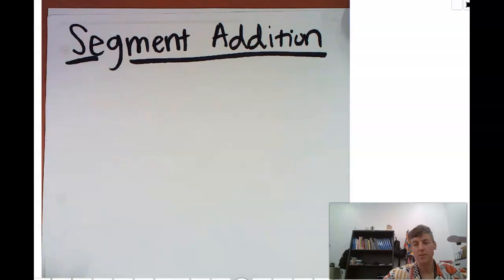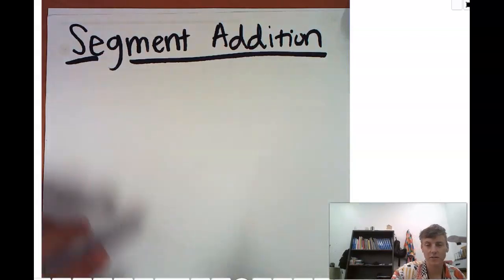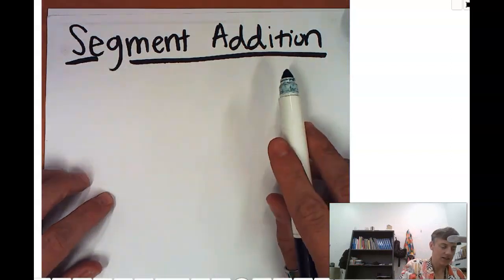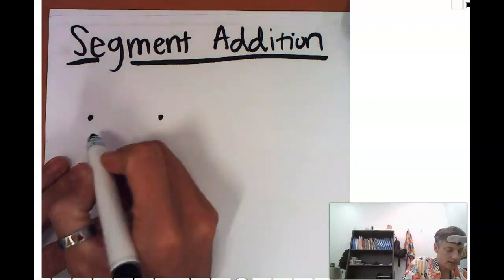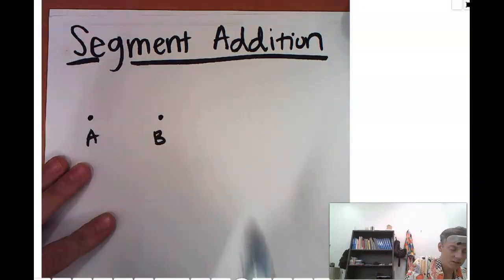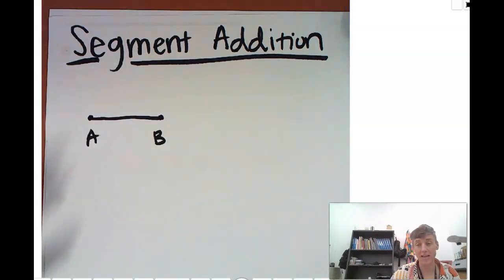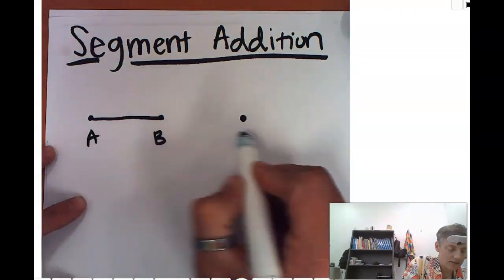This is one of the beautiful math topics that is exactly what it sounds like. We're going to take some segments and we're going to add them together. We know what a segment is. For example, segment AB starts at A, goes to B. There we go. Let's add another segment right next to it. Let's maybe add segment BC.